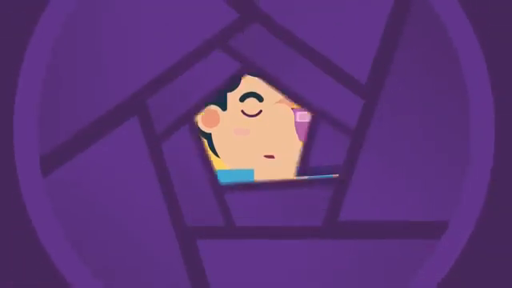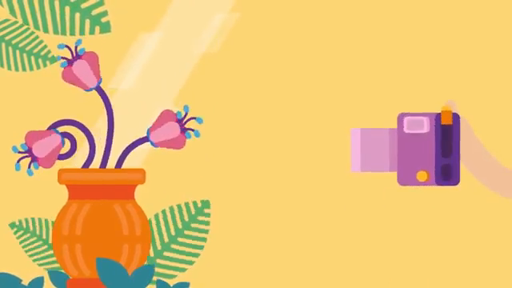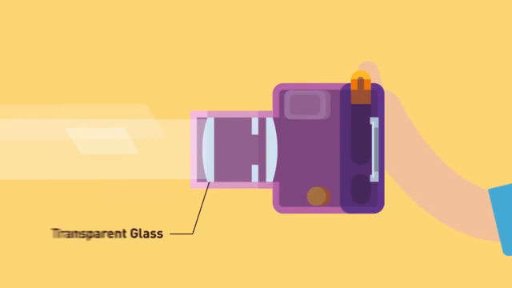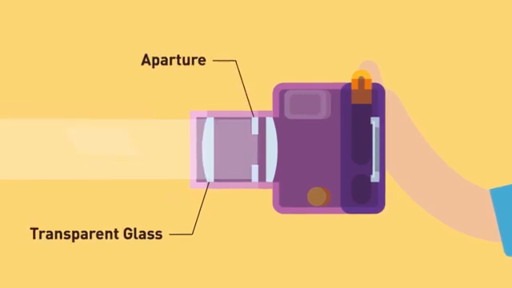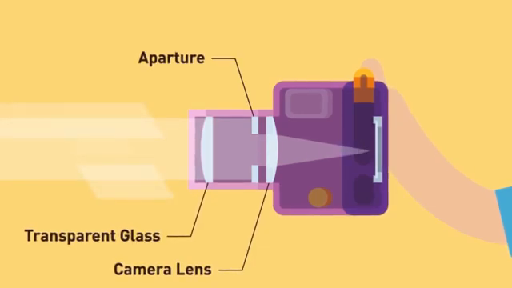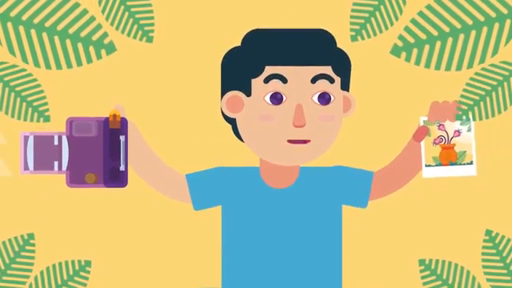When we take a picture, light after reflecting from an object enters the camera and passes through the following. Firstly, it passes a transparent glass in front of the aperture of the camera. Then secondly, it passes a camera lens that helps us in focusing light rays. And lastly, there is a camera film on which light is focused for a clear picture.